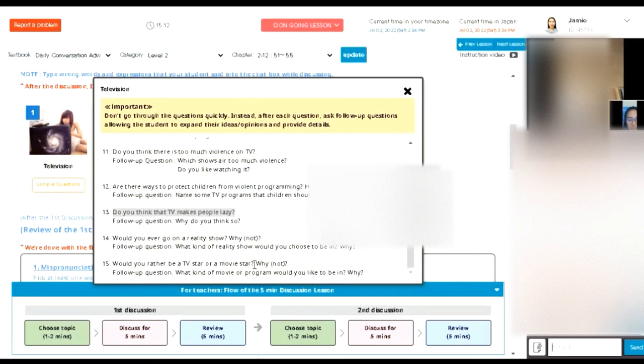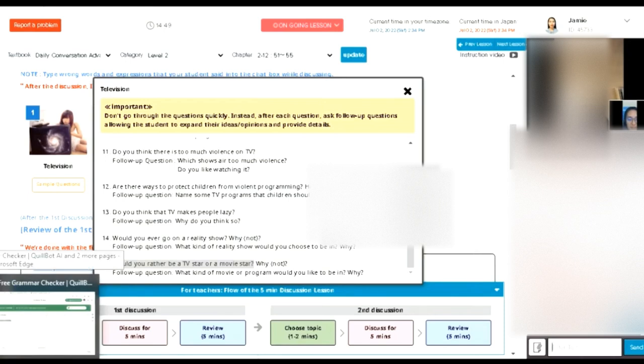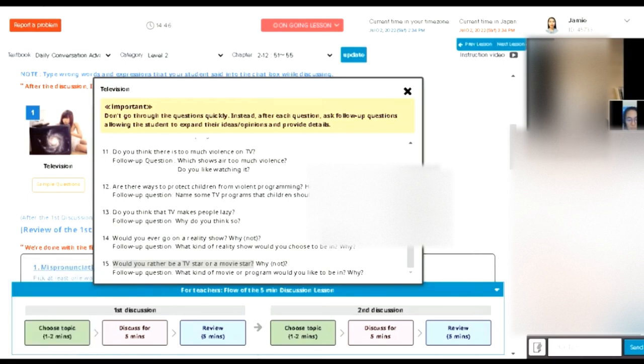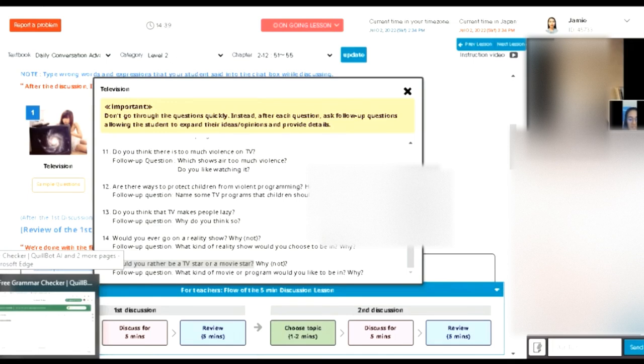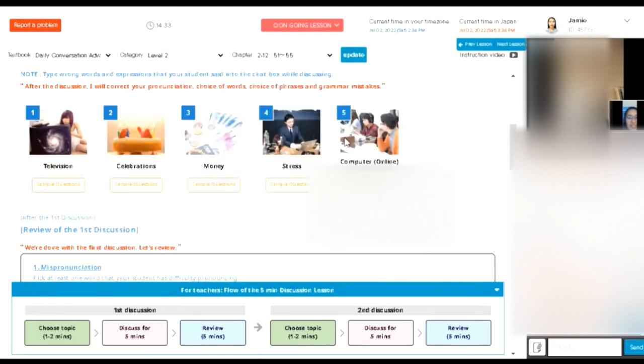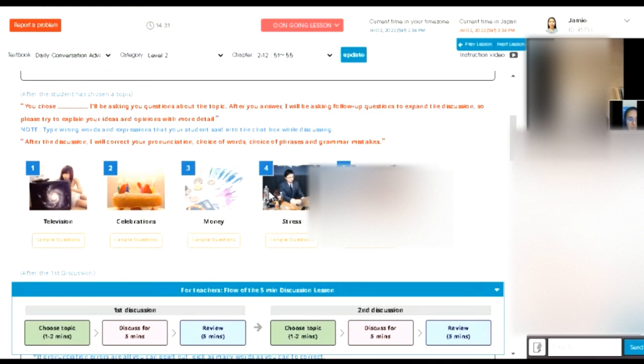Oh, this one. Would you rather be a TV star or a movie star? Maybe a movie star. Why? Because maybe movie stars earn more money. Earn more? Money. Oh, movie stars make more money. Yes. Okay, so let's move on. Okay, you may choose another topic, okay? Okay. Okay.